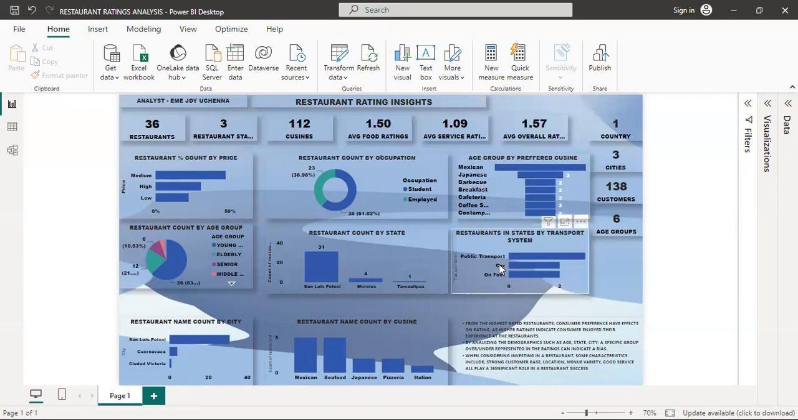Lastly, restaurants and states by transport system. This visualization combines the restaurant names with the states they are located in, using the transport system as a reference. It provides insights into restaurant accessibility based on different modes of transportation, with public transport emerging the highest.